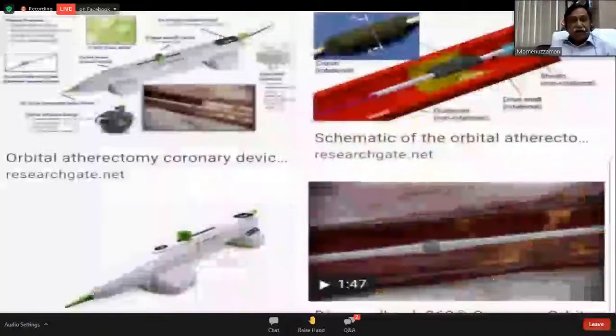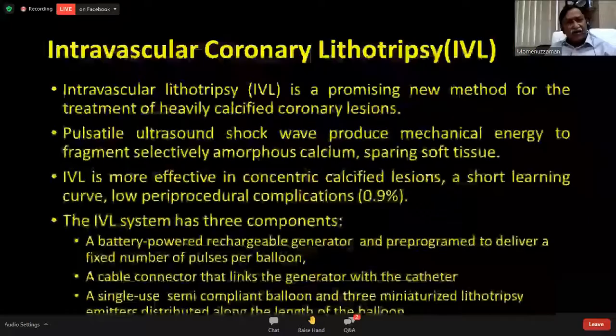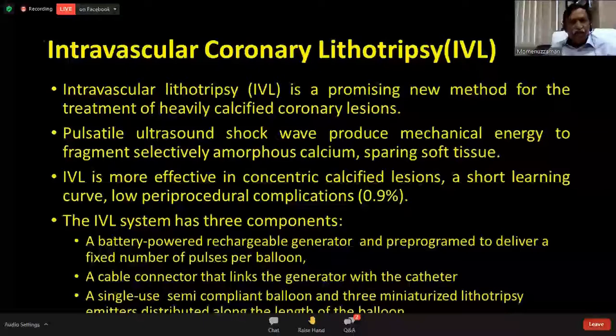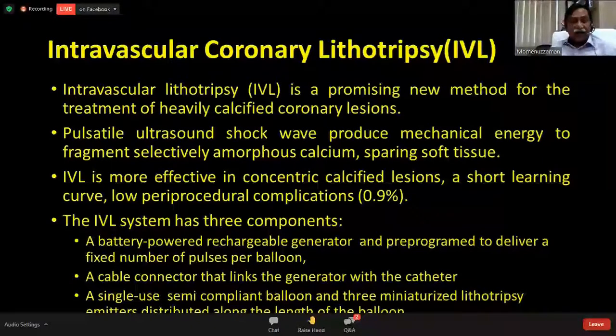This is the concept. Another one is intravascular lithotripsy. It is also not available, but it is a promising technology for future use in calcific lesions. The pulsatile ultrasonic shock wave produces mechanical energy to fragment the selected amorphous calcium, sparing the soft tissue. It is battery driven, and it is a single-use semi-compliant balloon with 3 miniaturized lithotripsy emitters distributed along the length of the balloon.